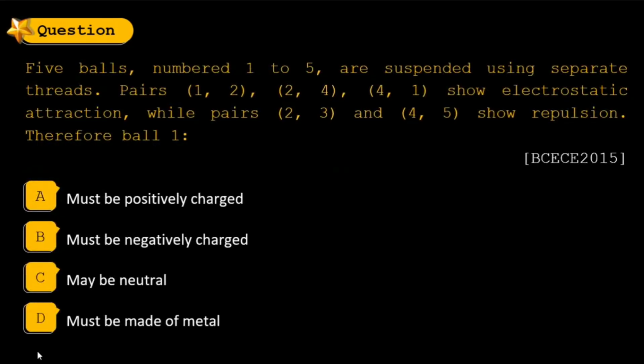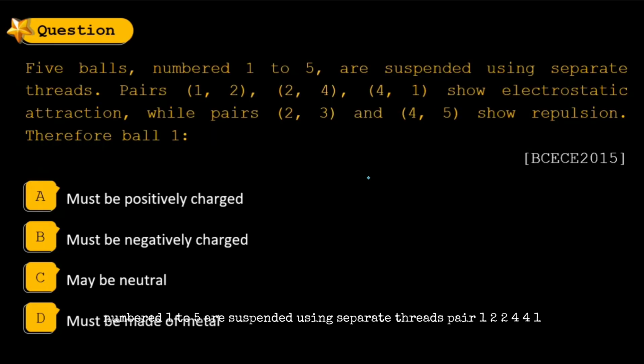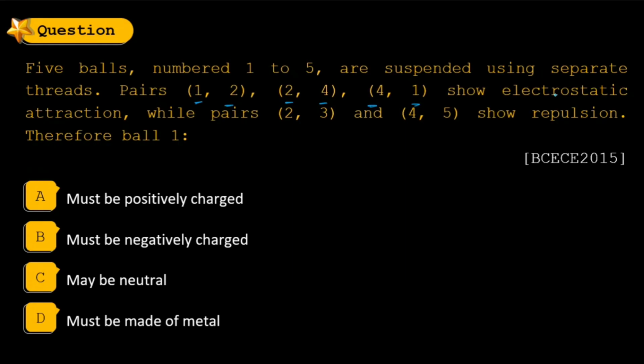Okay. Again, another question. This is just a theoretical question. You just have to think conceptually and try to answer it. There are five balls numbered 1 to 5 suspended using separate threads. Pairs 1 2, 2 4, 4 1 show attraction. Pairs 2 3, 4 5 show repulsion. So we have to talk about ball 1. Think wisely and tell me.